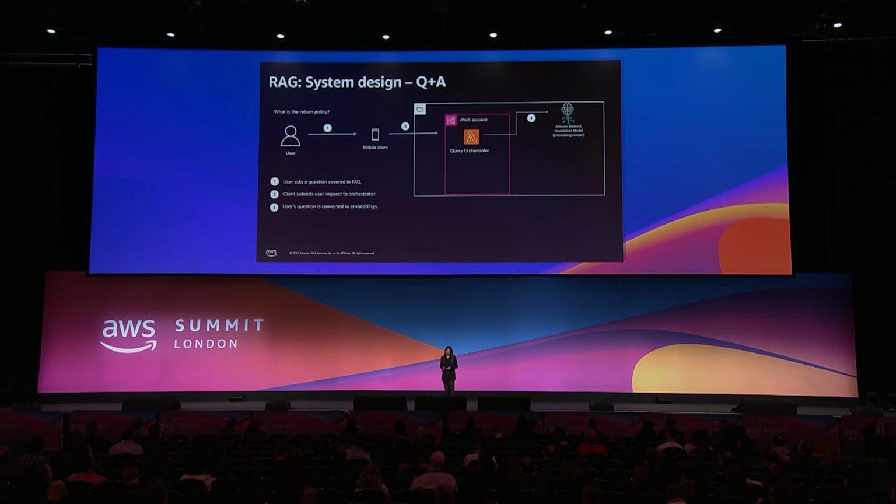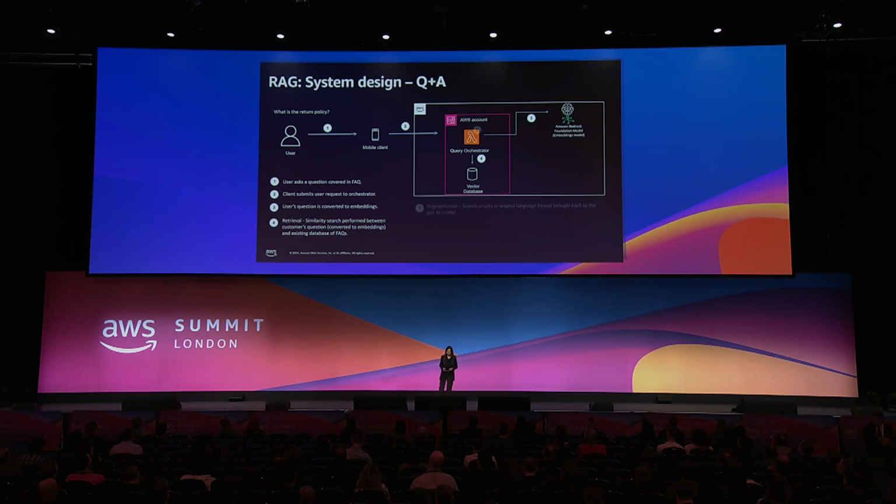The query orchestrator will take the question and convert that into embeddings. Again, it can use the embeddings model from Amazon Bedrock. Once it converts that into embeddings, it can perform a similarity search in the vector store that we have and retrieve the most relevant, the most useful documents to answer the user's question. And this is the retrieval part of RAG, the R.